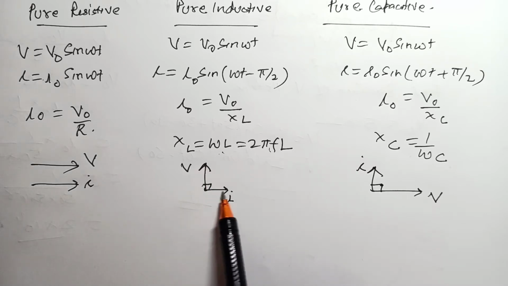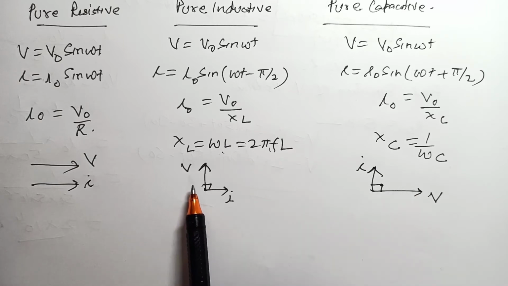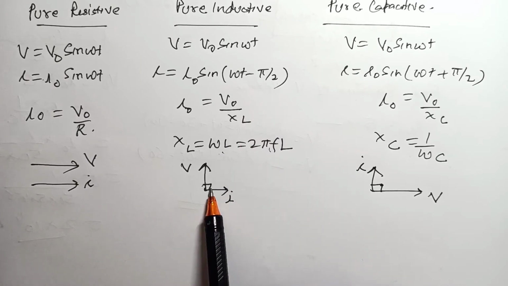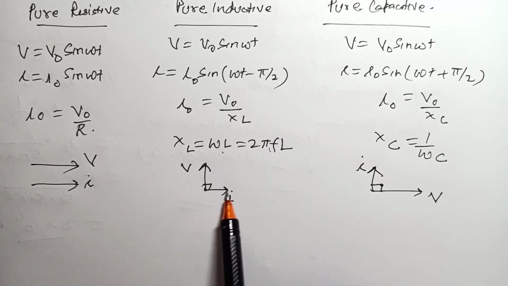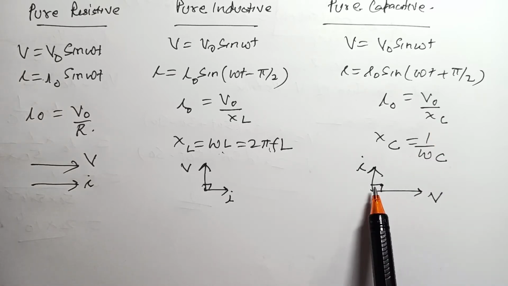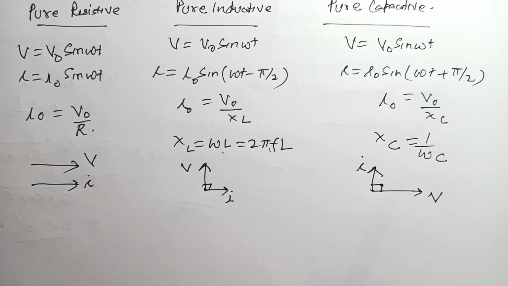Basically, my apologies, in fact I said the opposite. Here in the inductive case, current is lagging behind by 90 degrees. Here in the capacitive case, voltage is lagging behind, and current is leading by 90 degrees. Just remember this, it is very important, and that's why I have summarized it right at the beginning of the lecture, so that going forward we would be using it extensively.